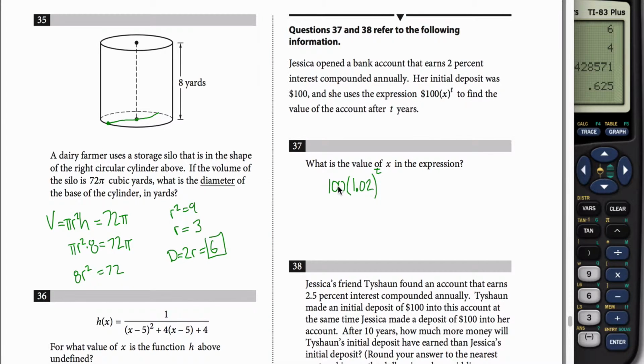So really my expression is that her money, maybe, I don't know, Y, is 100 times 1.02 to the T power. That didn't ask me for all that. It just asked what is inside these parentheses. X is equal to 1.02.